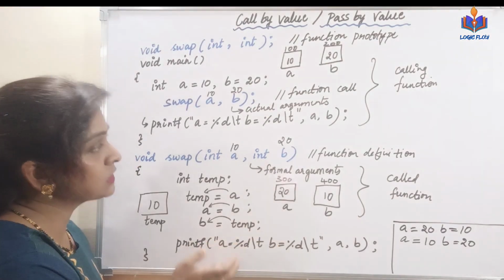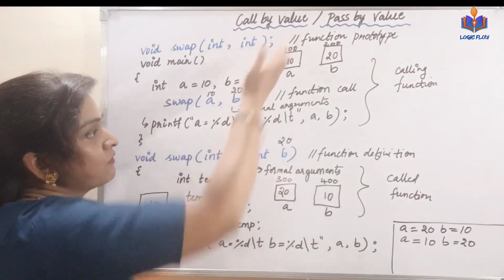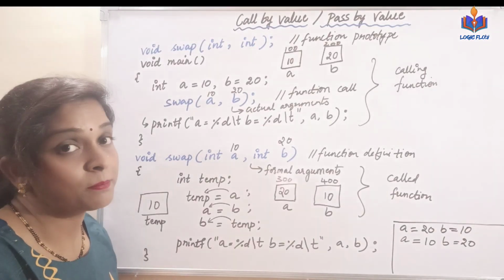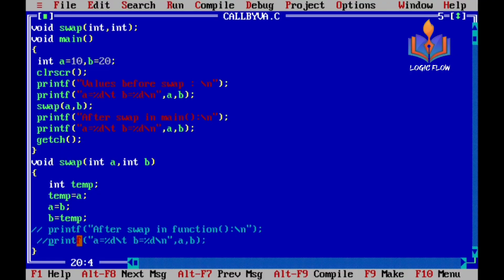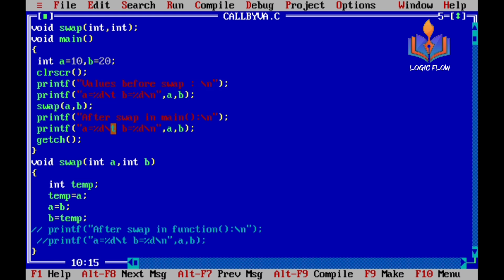When the control is back to the main function, and if I say print the value of A and B, A is having 10 and B is having 20. This is call by value or pass by value method. So here we have the program for call by value. We have the function swap, with two arguments of integer type. In the main function, we have the values A and B initialized to 10 and 20. So let us print the values of A and B first so that we know the original values. Then the function call is encountered.